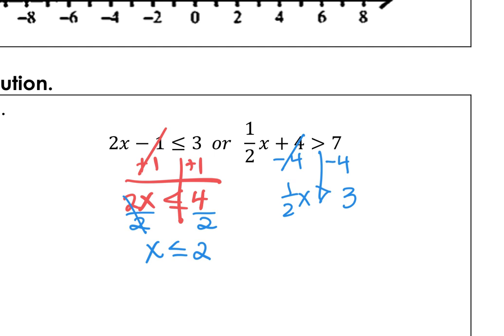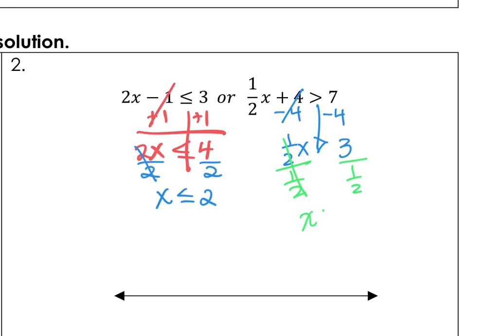All right, and then please don't get freaked out by this fraction. X is being multiplied by 1/2. So how do we undo multiplication? So we're going to divide by 1/2. Which means x is going to be greater than, everybody should know how to make that fraction in their calculator. So when we do 3 divided by the 1/2, we get 6. Very good.